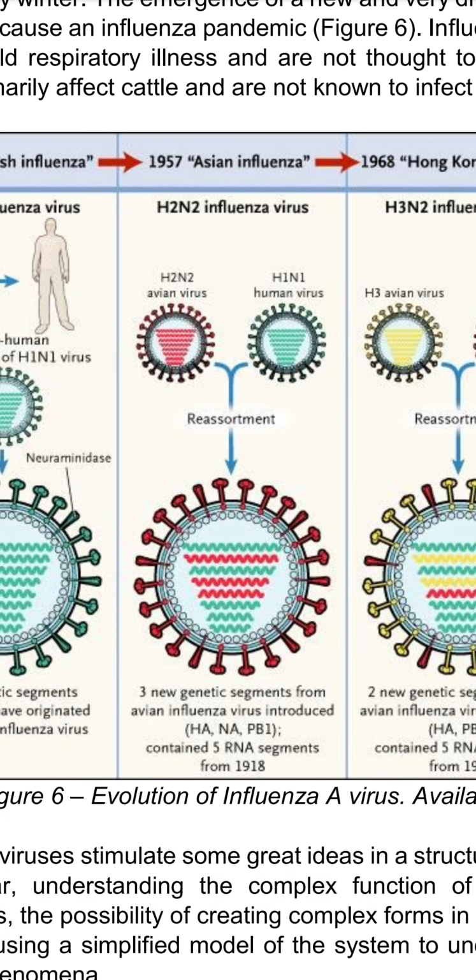1957, Asian influenza, H2N2 influenza virus, H2N2 avian virus and H1N1 human viruses. Reassortment, 3 new genetic segments from avian influenza virus introduced: HA, NA, and PB1. It contained 5 RNA segments from 1918.